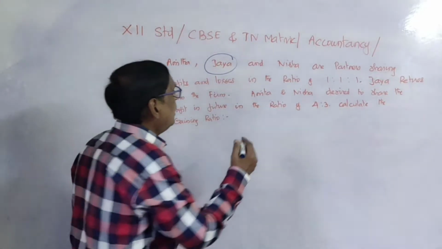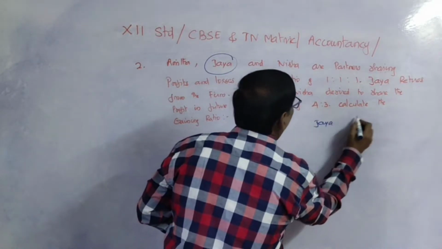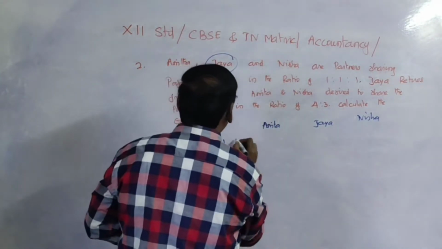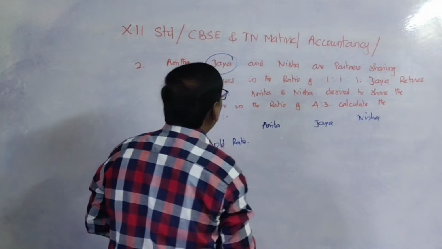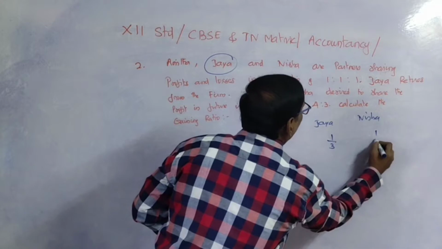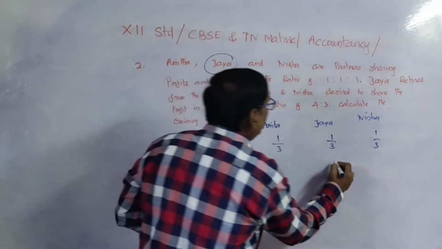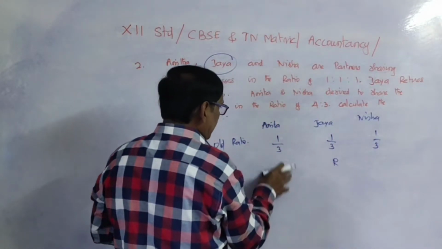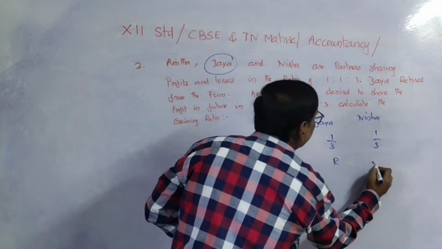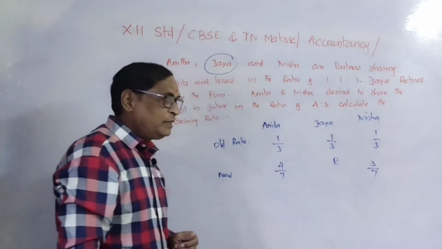How to find it? Anita, Jaya and then Nisha. The old ratio: equally, that is 1:1:1. That means 1/3, 1/3, 1/3. That is the old ratio. And then the new ratio, because Jaya retires, the ratio between Anita and Nisha is 4:3. That means 4/7 and 3/7, 4 out of 7, 3 out of 7.